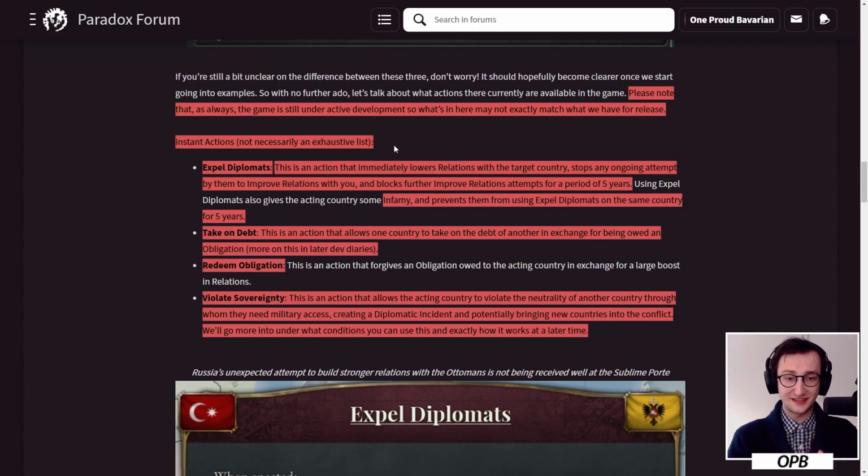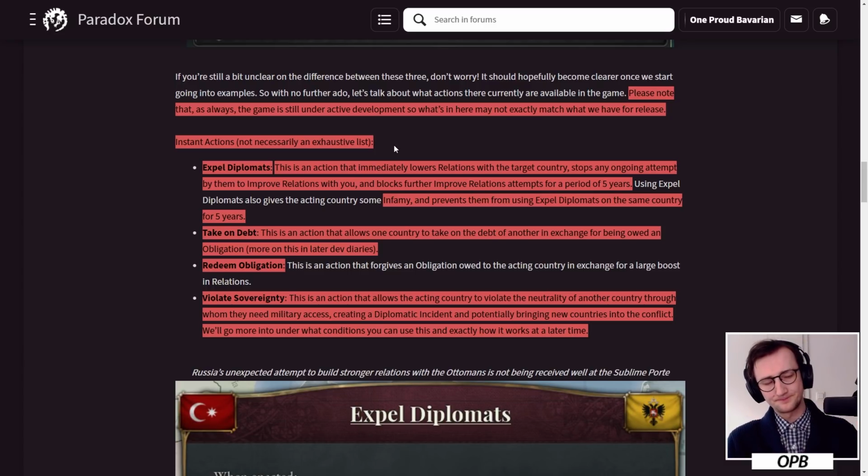Expel diplomats. This is an action that immediately lowers relations with a target country, stops any ongoing attempts by them to improve relations with you, and blocks further improved relations attempts for a period of 5 years. Using expel diplomats also gives the acting country some infamy and prevents them from using expel diplomats on the same country for 5 years.